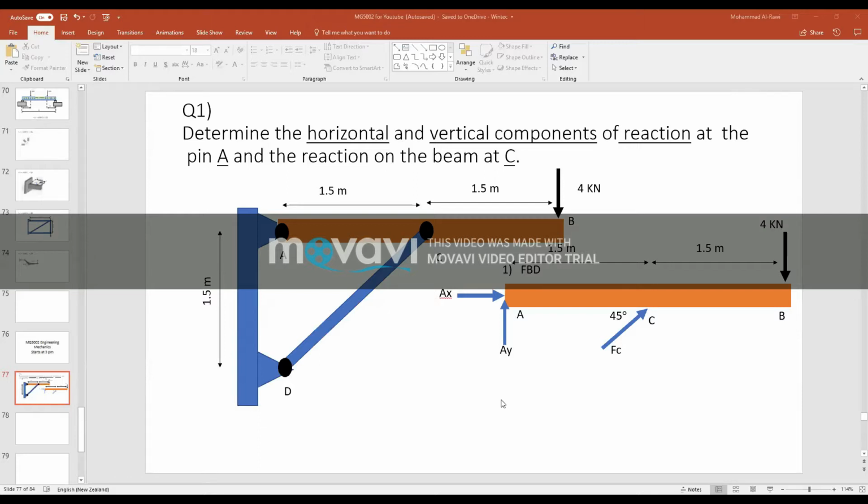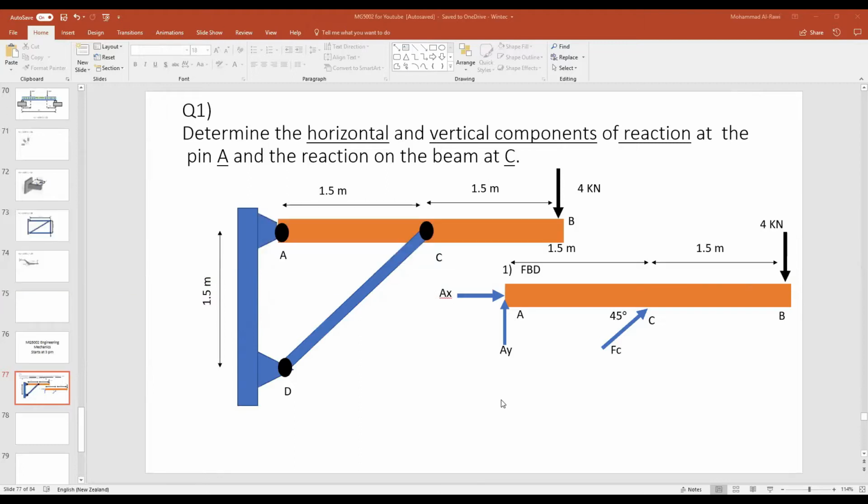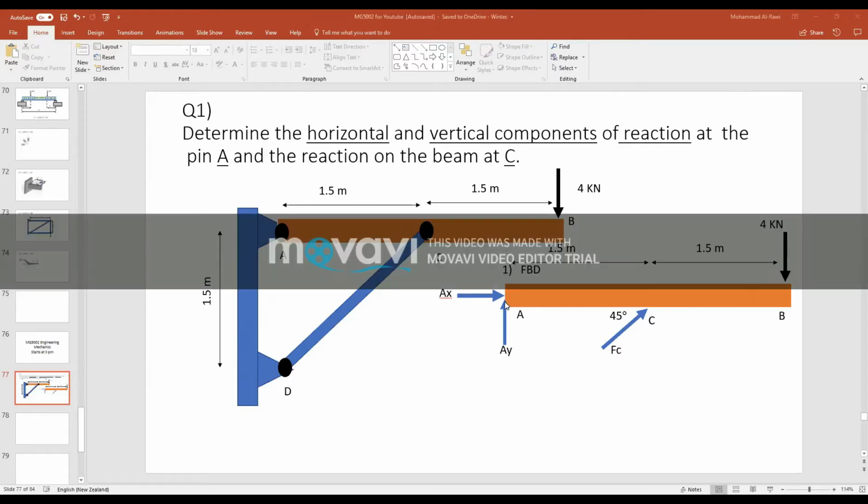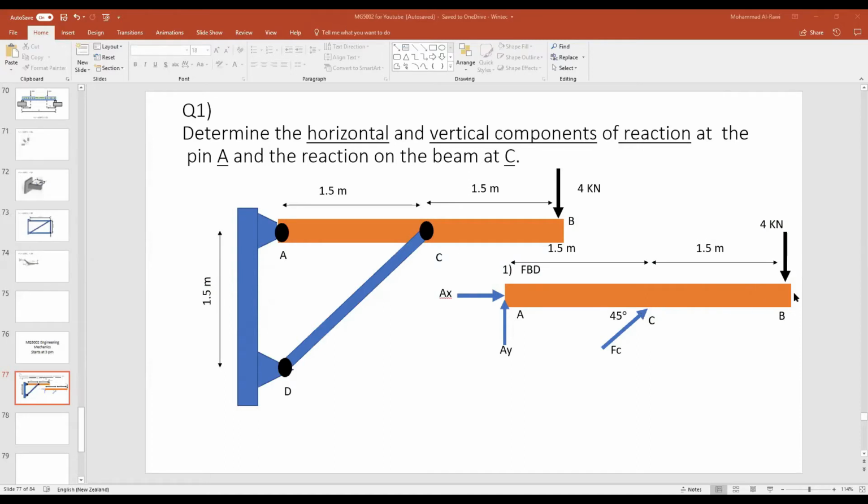Now you say, wow, I like this term, it's very cool. How can I work on that? Maybe I don't like simultaneous equations, that's why you need to pay attention now to what I'm saying. Look at the information. If you look at point A, point C, point B: at A, you have two unknowns, AX and AY. At C, you have FC, so one unknown. And at B, you have one known, 4 kilonewtons. So it's wise to take a moment about point A.